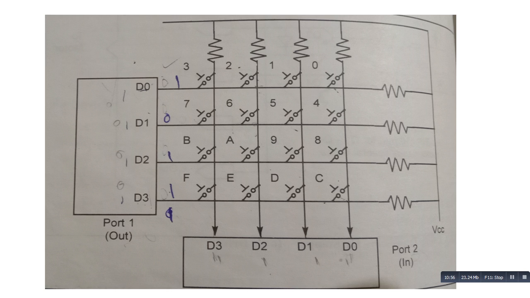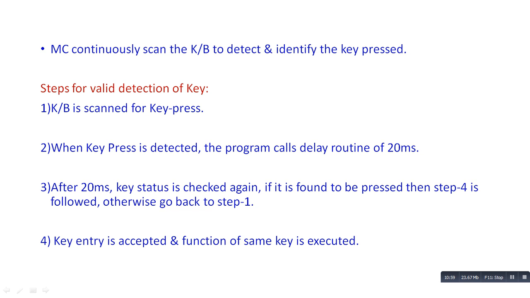The microcontroller continuously scans the keyboard to detect and identify the key press. Here are the steps for valid detection of a key. As I already told you, the keyboard is scanned for key presses with the help of one program, and that program is stored in the EPROM. When a key press is detected, the program calls a delay routine of 20 milliseconds, and after 20 milliseconds the key status is checked again. If it is found to be pressed, then step 4 is followed, otherwise go back to step 1. Then in the fourth step, the key entry is accepted and the information is provided to the microcontroller for further processing.